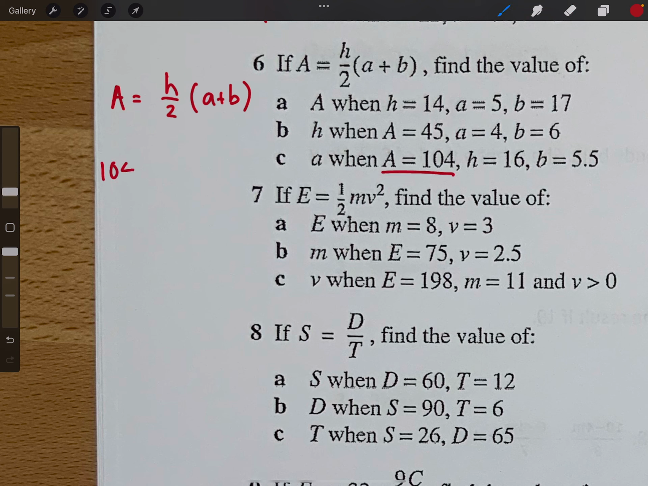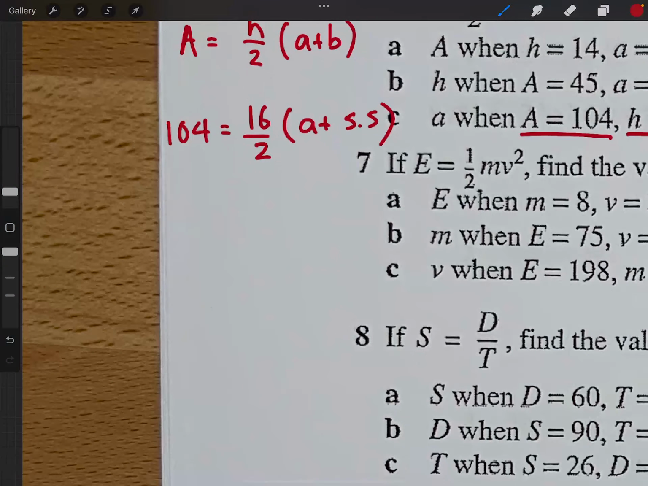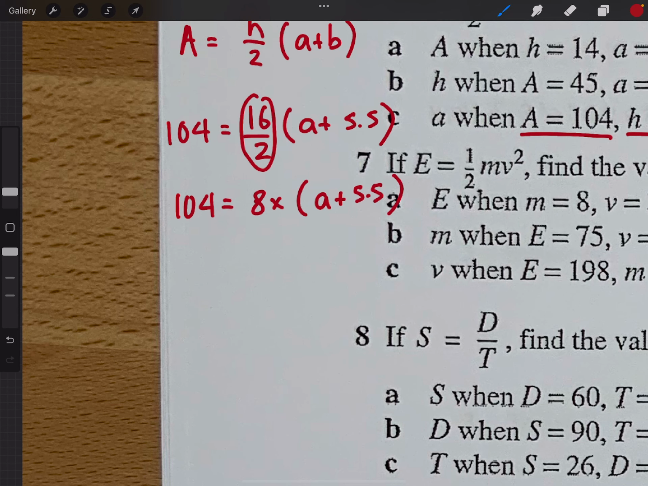So 104 is equal to h divided by 2. What's h? H is given to us to be 16. So that'll be 16 divided by 2, and you have a, we don't know what that is, plus b. B is 5.5. Okay. Now we're going to work backwards. So what's 16 divided by 2? That will be 8. So 104 is equal to 8 times a plus 5.5.